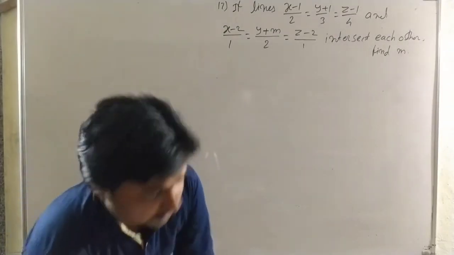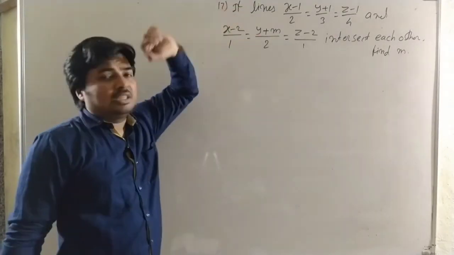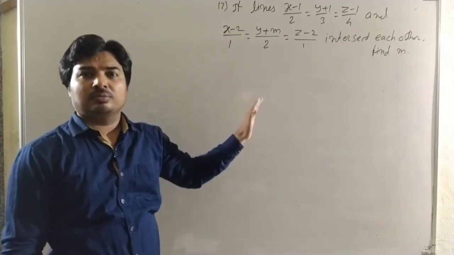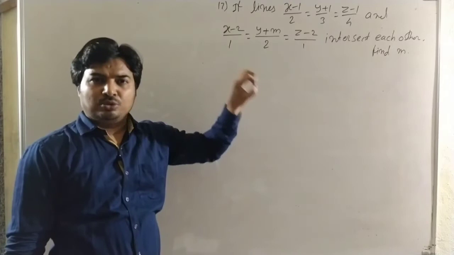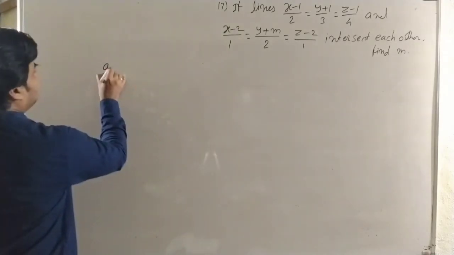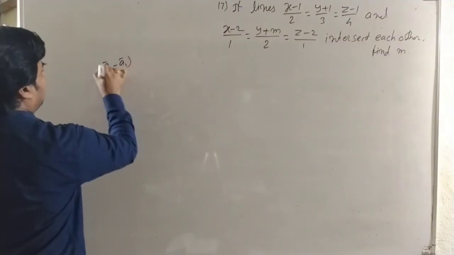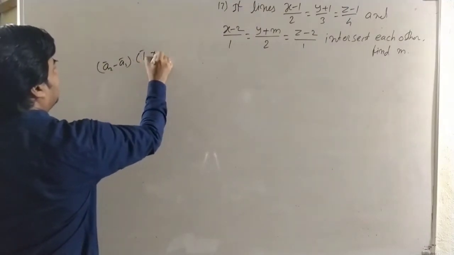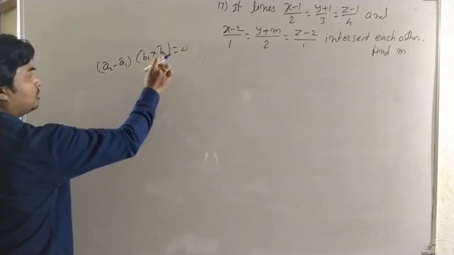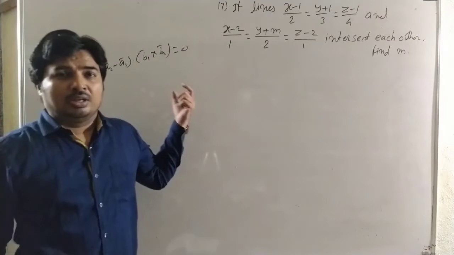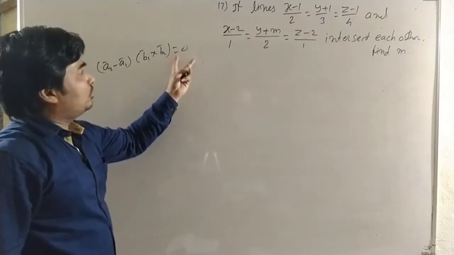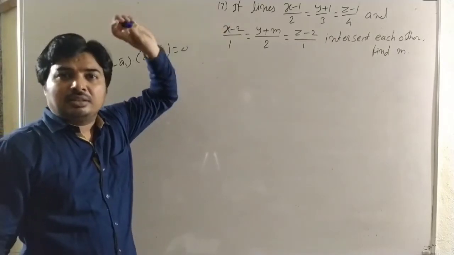Okay. Here these two lines intersect each other. Therefore we use the condition a2 bar minus a1 bar dot b1 bar cross b2 bar is equal to 0, or the value of the determinant here. a2 bar minus a1 bar dot b1 cross b2 is a scalar triple product, so we can also use the determinant. If this determinant is equal to 0, then the lines intersect each other.